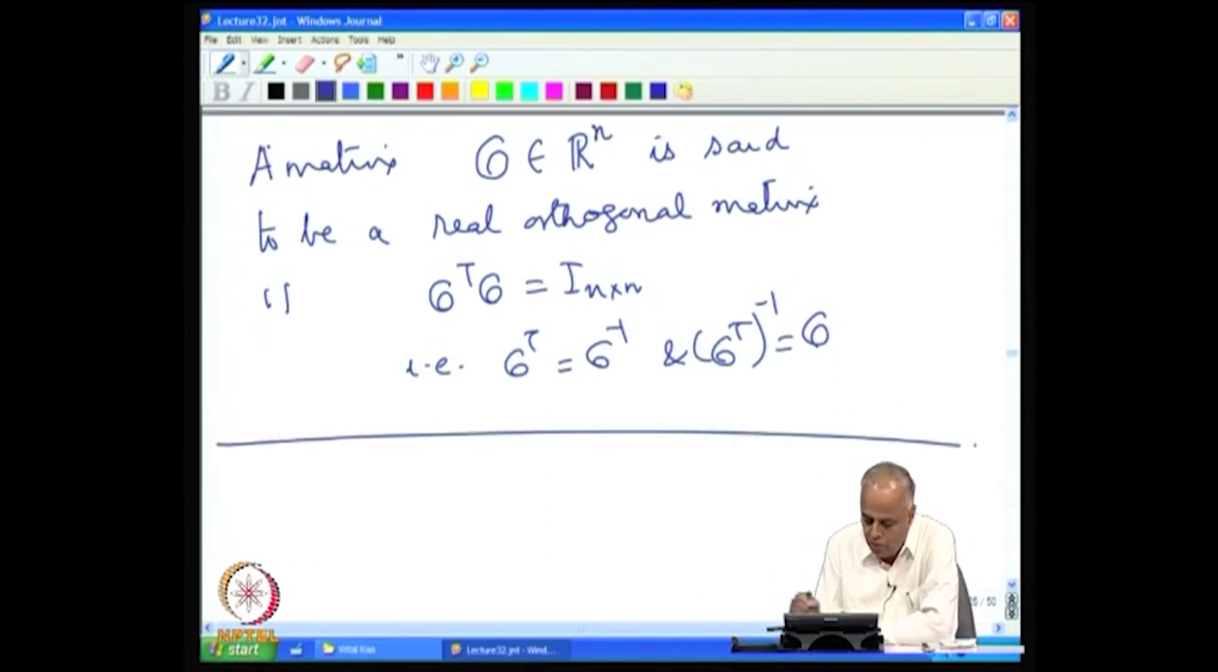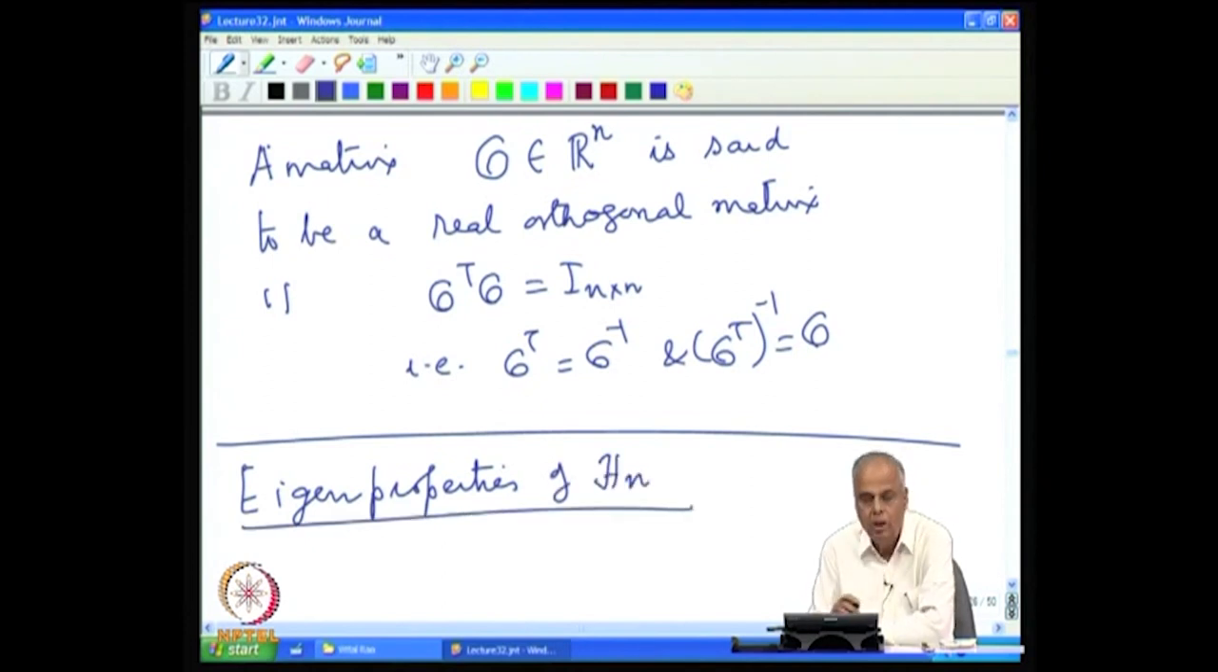So, now we are going to look at the eigen properties of H. This is the most convenient class of matrices for which the eigen properties are very nice, and this will form the subject matter for the next lecture.